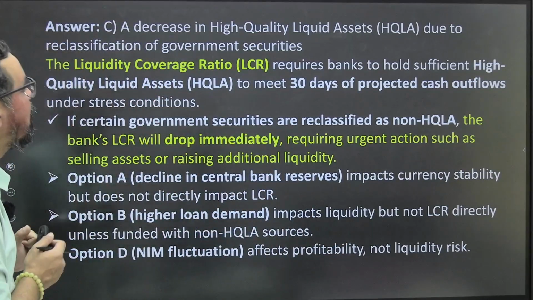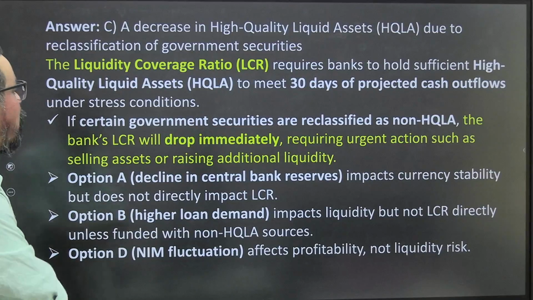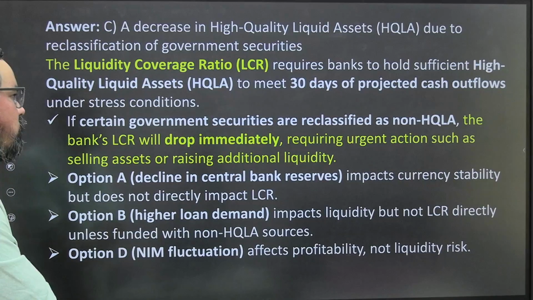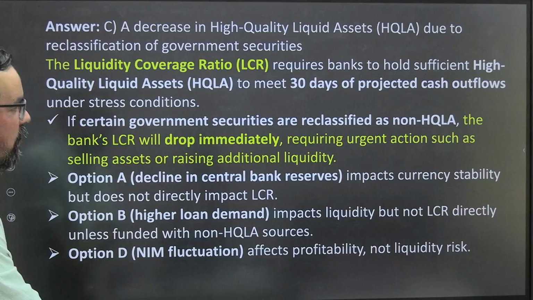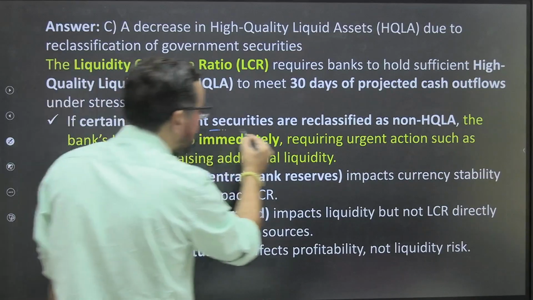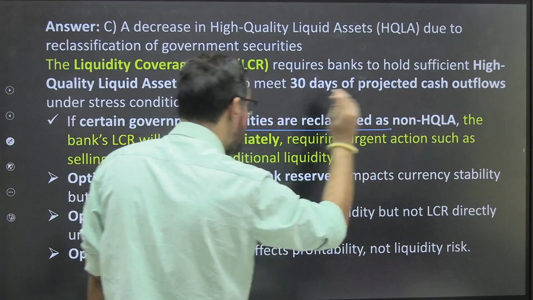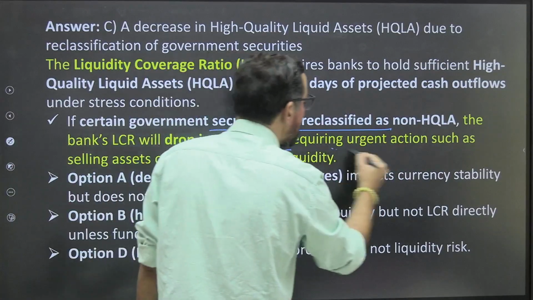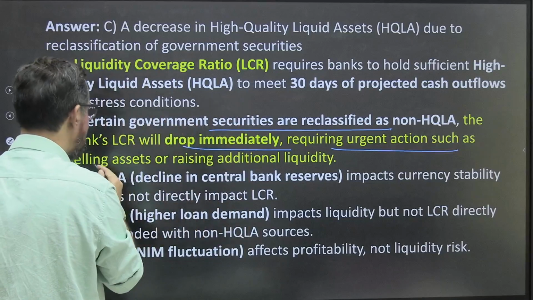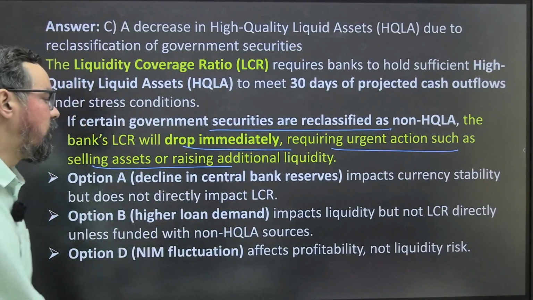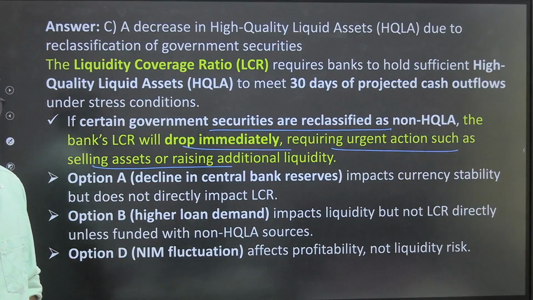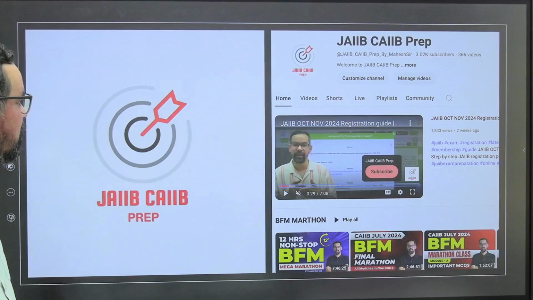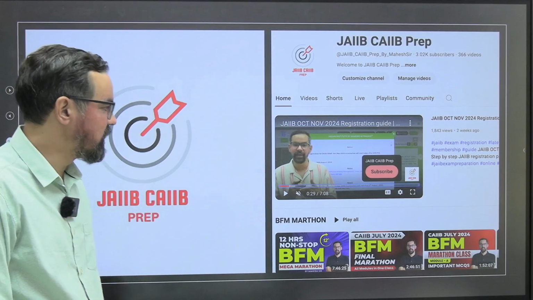So LCR requires the bank to hold significant high quality liquid assets to meet 30 days of projected cash outflows. If certain government securities are reclassified as non-HQLA, the bank's LCR will drop immediately, requiring urgent action such as selling assets or raising additional capital. Okay, it was not that difficult, as much as we made it. All right, so this is it, guys.